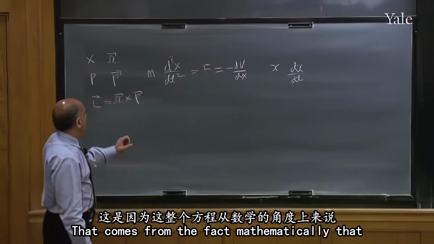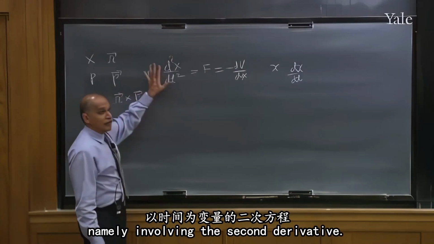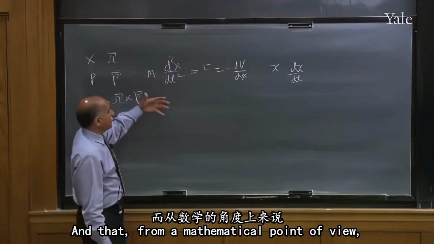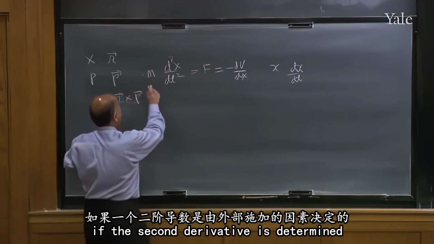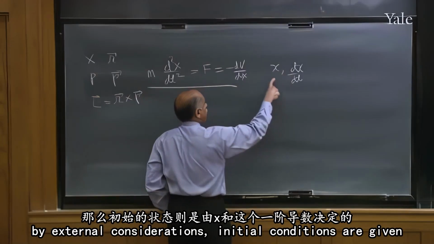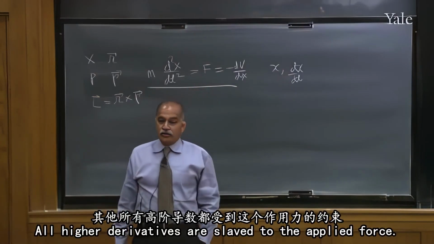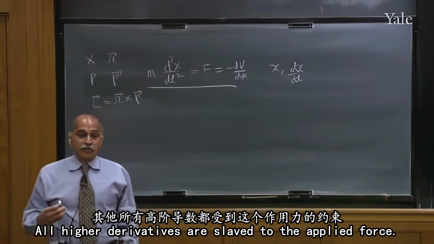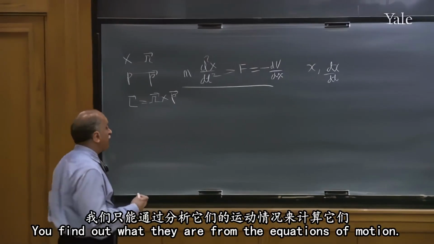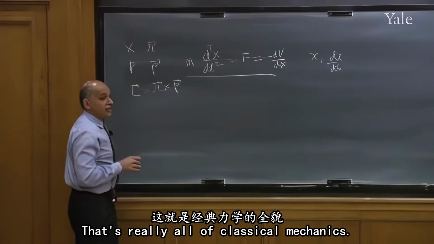That comes from the fact mathematically that this is a second-order equation in time, namely involving the second derivative. And from a mathematical point of view, if the second derivative is determined by external considerations, initial conditions are given by initial x and the first derivative. All higher derivatives are slave to the applied force. You don't assign them as you wish. You find out what they are from the equations of motion. So that's really all of classical mechanics.